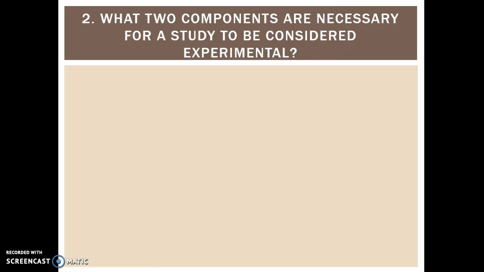Okay, the next question, what two components are necessary for a study to be considered experimental? The hope here would be that after, again, watching this mini lecture before, the two things we know we need in order for a research design to be experimental are a control group and random assignment to the treatment and the control group. Those are the two things that are a must in order to be qualified as an experimental research design.